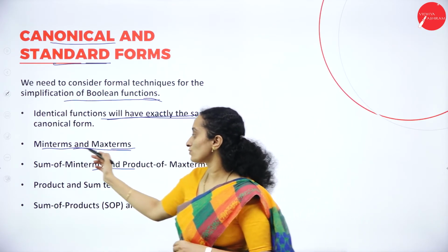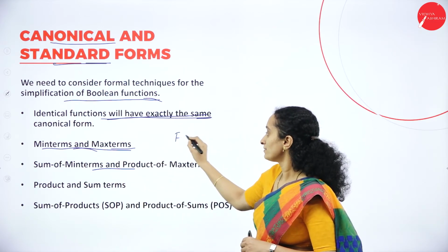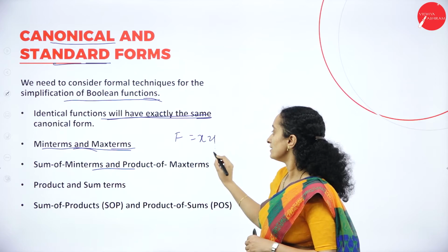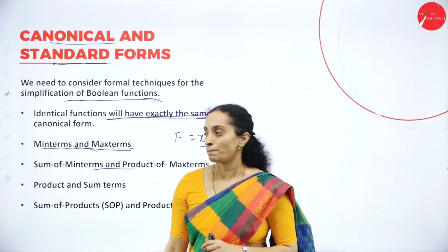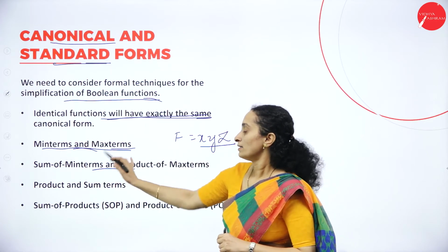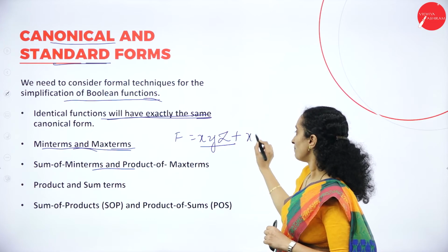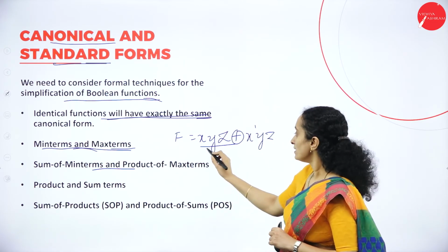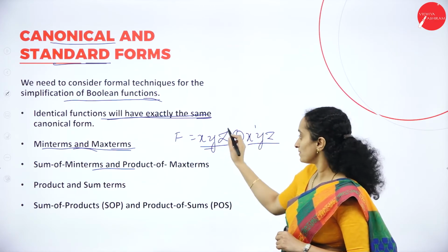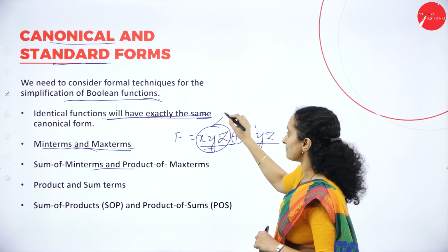Min terms are used to represent the products, like f equals xyz. So this can be termed as a min term. Okay. So min term, sum of min terms. Suppose you take xyz plus x dash yz, this is a sum of two min terms. This expression is called a min term.